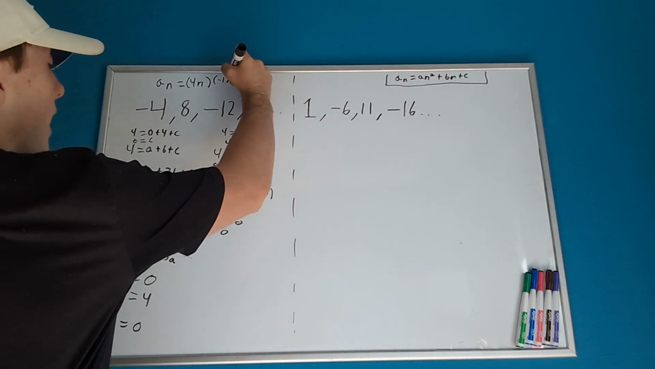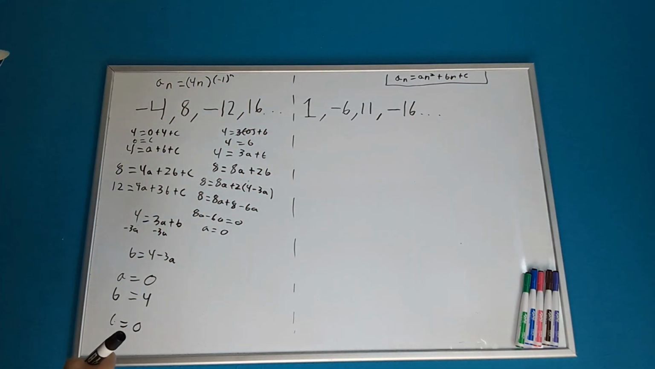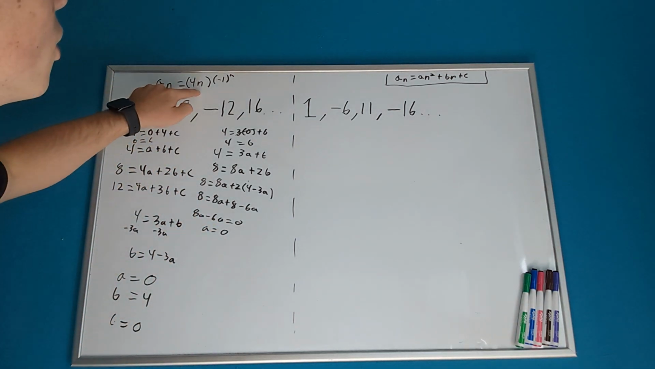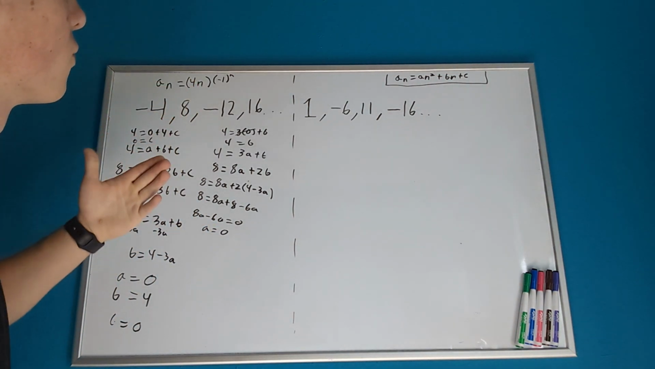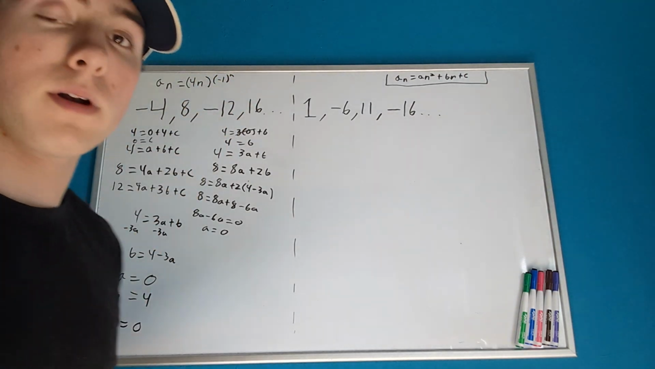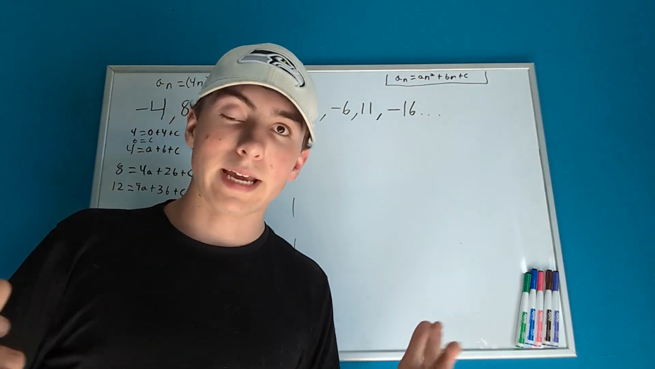So if we put -1 to the power of n in this case, what's going to happen? Well, when n is 1, we get 4 times 1. That's just 4 times -1 to the power of 1. -1 to the power of 1 is -1. So 4 times -1, we get -4.